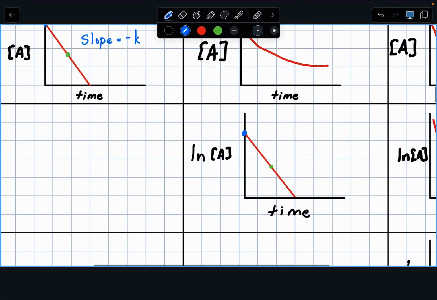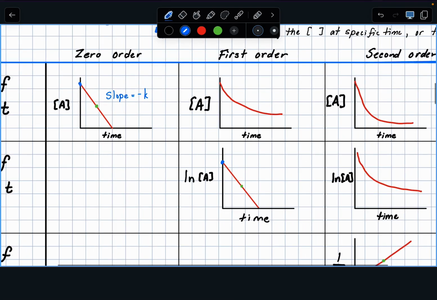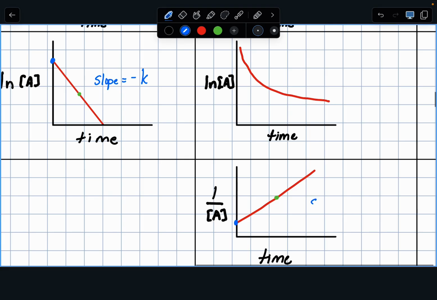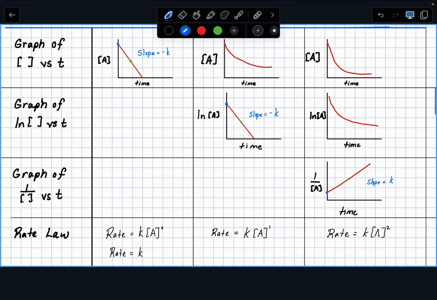And then the same thing would be true here for first order, is that the slope of this graph is going to be the same thing, negative K. But again, the rate constant is not negative. It's just the slope is negative. And then last but not least, if it was second order, the slope again here would just be k, and a lot of times then you won't have the negative because this is heading in the positive slope direction.